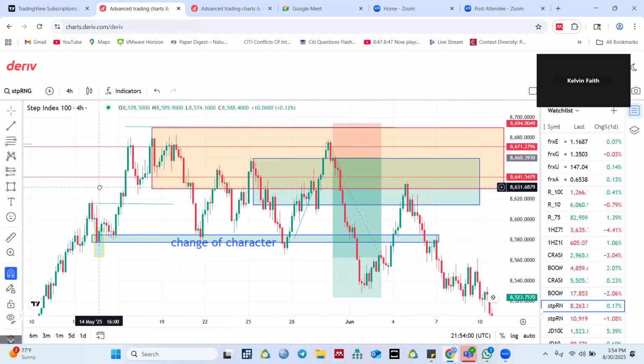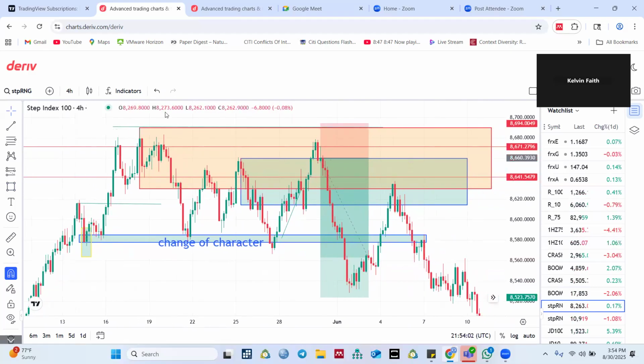This is what you have to look for on the market. This is pure support resistance. Okay, support resistance. So you can have multiple areas of support resistance on your chart. This is a 4-hour chart.